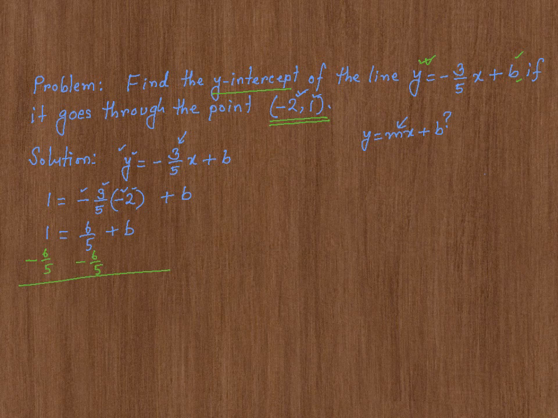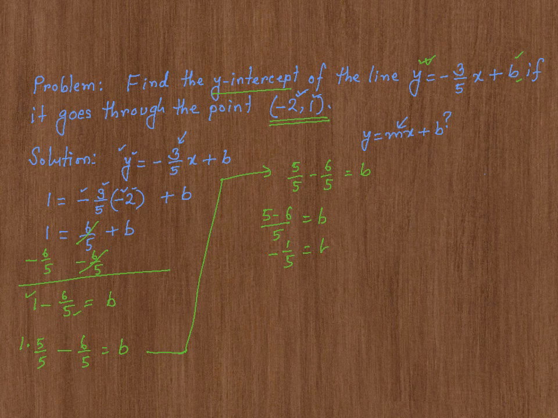Once that is done, on the left hand side is going to be 1 minus 6/5, and on the right hand side -6/5 and positive 6/5 are going to cancel. That's going to give me b. Now I need to simplify the left hand side. So 1 times 5 divided by 5, which is, by the way, still 1. I did multiply it by 5 and divide it by 5 to make sure that I have the same denominator. So I get 5/5 minus 6/5 is equal to b, or -1/5 is equal to b, which is to say b is equal to -1/5.